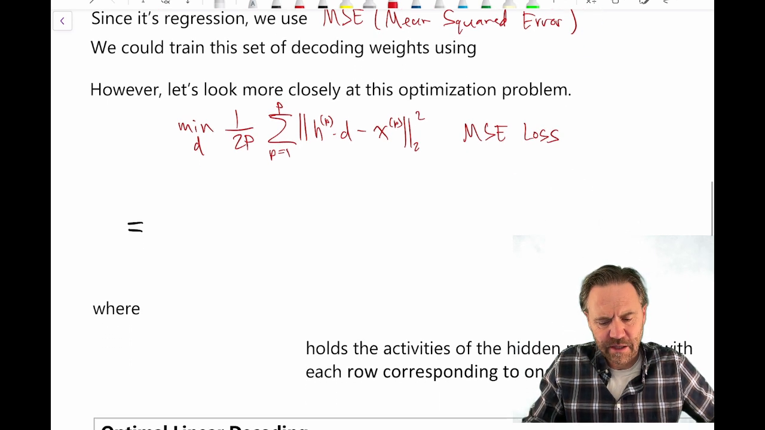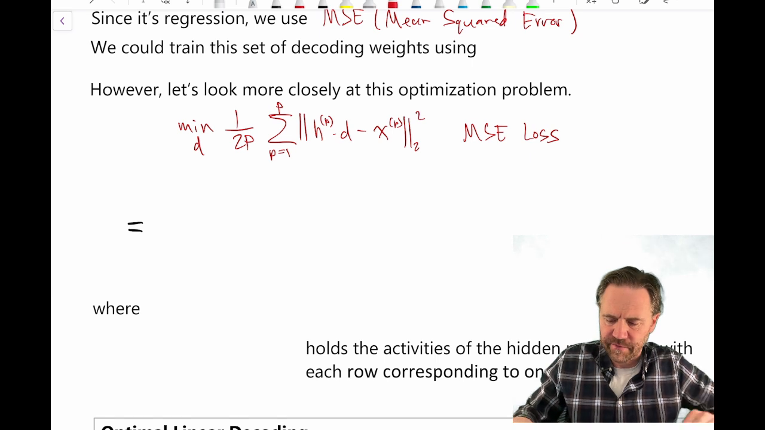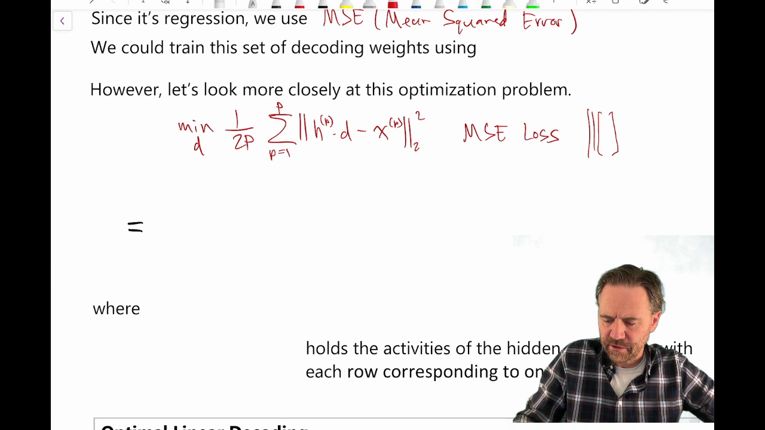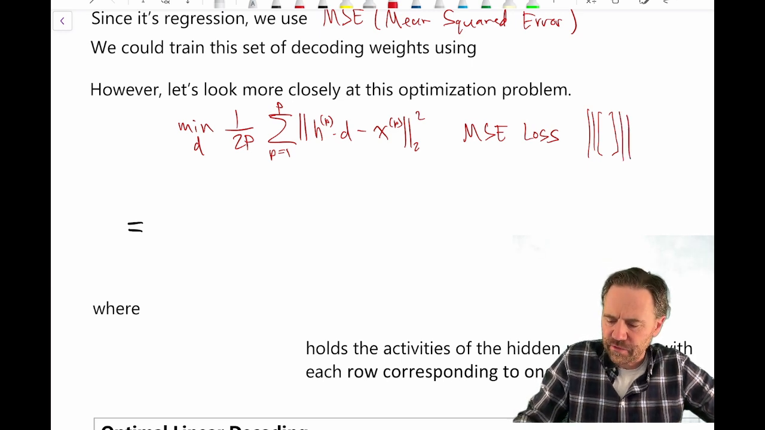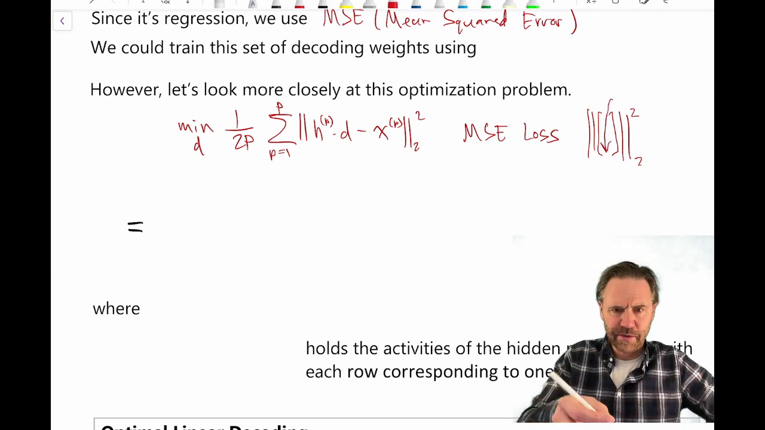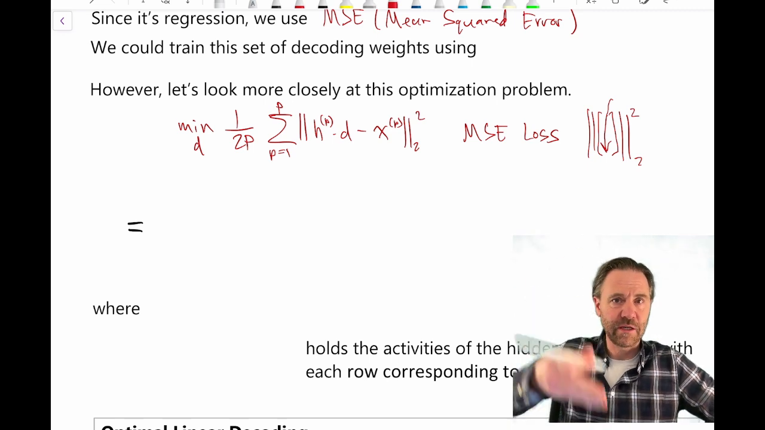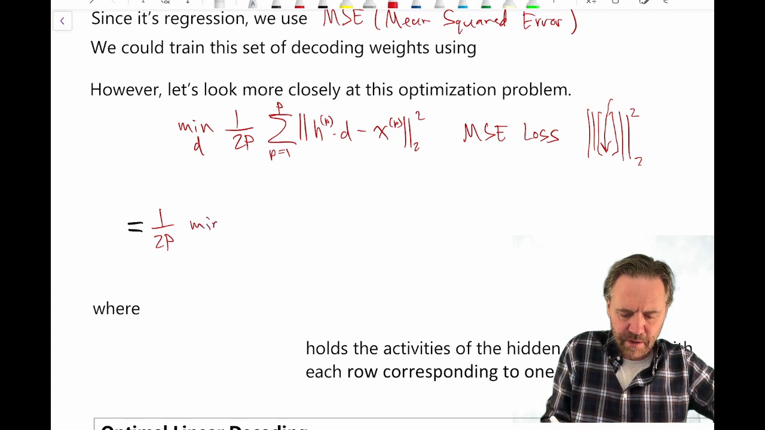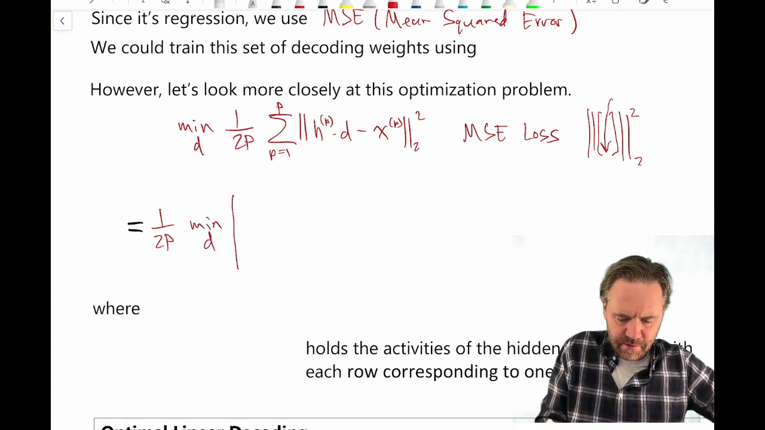Now we can write that in a slightly different form. Instead of having the sum, the mean squared error adds up over all the elements in a vector anyway. If you have a vector like this and you take the L2 norm squared of it, it actually adds up down the column anyway. So this summation we can actually just represent as a bunch of vector elements. Let me show you. 1 over 2P, we're minimizing over decoding weights D, this thing.